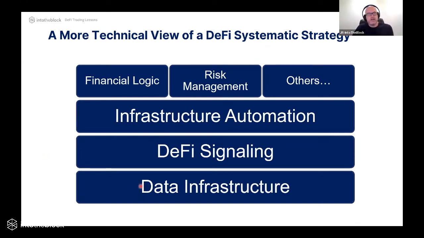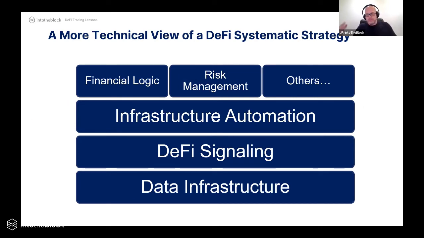Now, if you want to map this down to a technical view, everything that you want to do in systematic strategies in DeFi obviously requires a data infrastructure. From that data infrastructure, you need to extrapolate signals, whether it is alpha decay, impermanent loss, things like that. Automation is key. You're going to see a lot of examples of monitoring everything, being able to exit positions, integration with protocols, monitoring mempools. This is key. And then on top of that, you're going to have your financial logic and your risk management logic. So it's the same two components, financial logic and risk management, but what are the technical underpinnings of a lot of that?